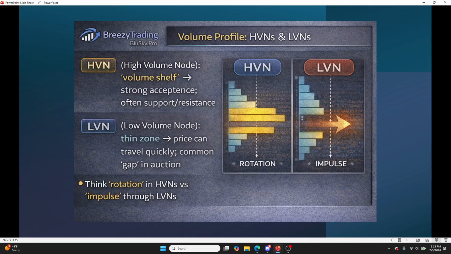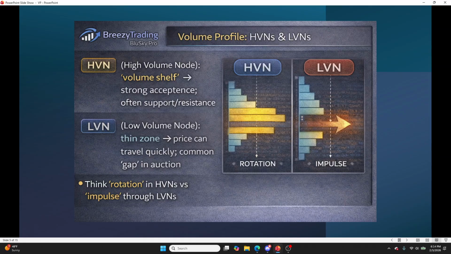Your low volume nodes are going to be super thin price liquidity voids that price can travel quickly through, create uncommon gaps within the auction, do numerous things that you are just blown away by within the market. And it makes complete sense because there's no volume there to put up resistance one way or the other.